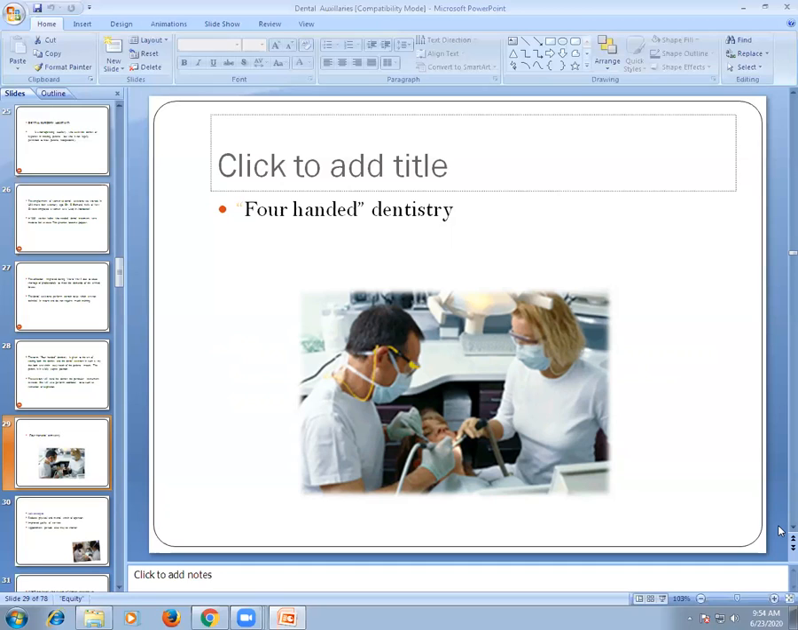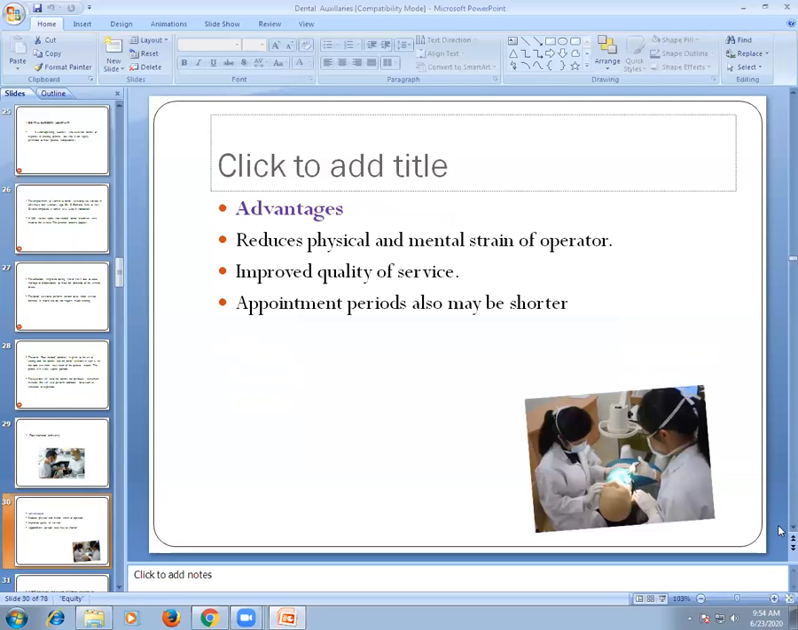And coming to the advantages. The advantages are reduced physical and mental strain on the operator, improved quality of service, and the appointment period may also be shorter.